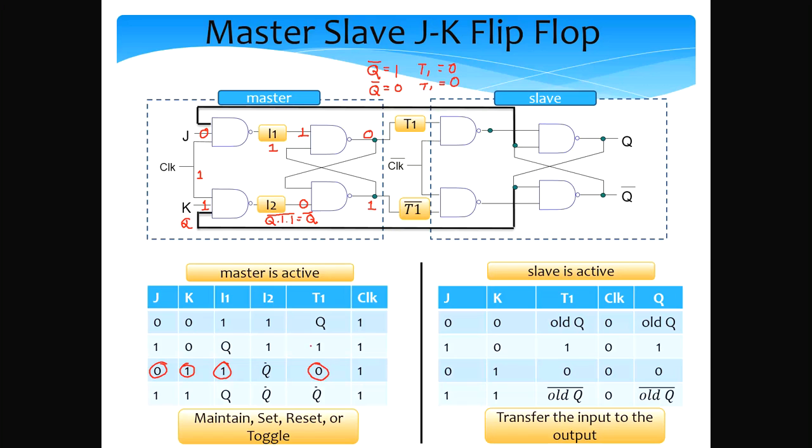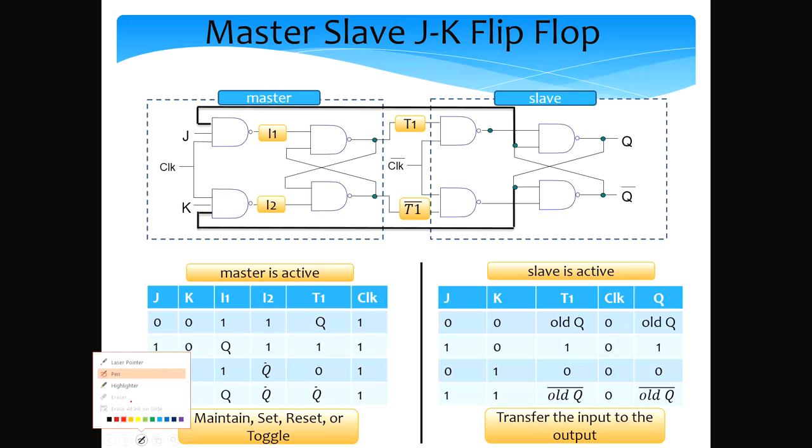So we can think of J and K as pretty much S and R. If J is 1 and K is 0, the value at the middle between the master and the slave is set to 1. Similarly, if J is 0 and K is 1, the value at the point T1 is set to 0. Mind you, I1, I2, T1 and T1 bar are essentially points; we are just referring to the values on certain wires. So let's now consider the last case. The last case is very interesting. In this case, J is 1 and K is 1.